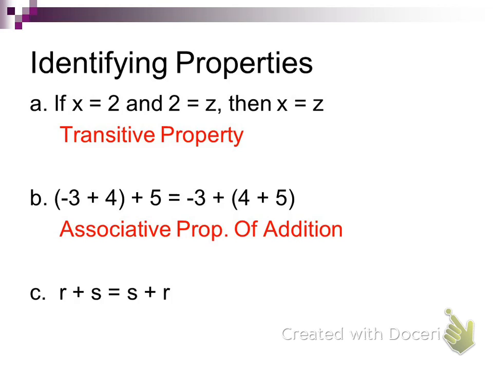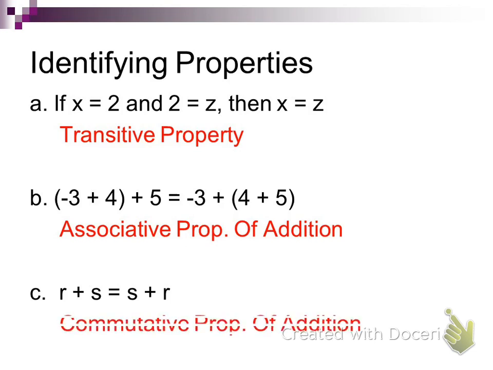So order doesn't matter in addition. R plus S is going to give you the same thing as if you do S plus R. That is the commutative property of addition. Exactly. These only work for addition and multiplication, so you're usually just picking between those two. If you see plus signs, put of addition. If you see multiplication symbols, put of multiplication.